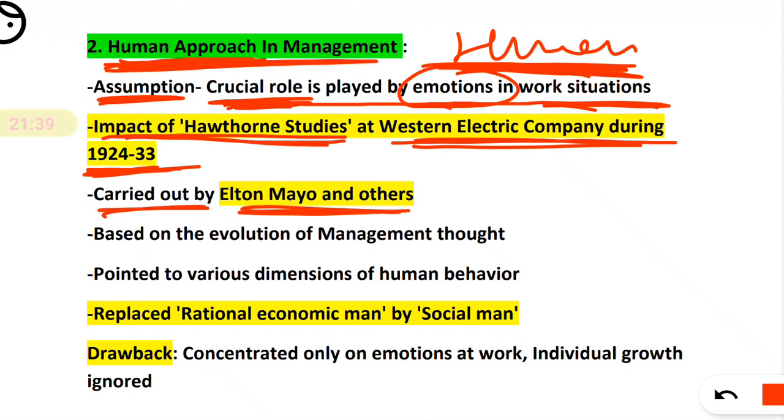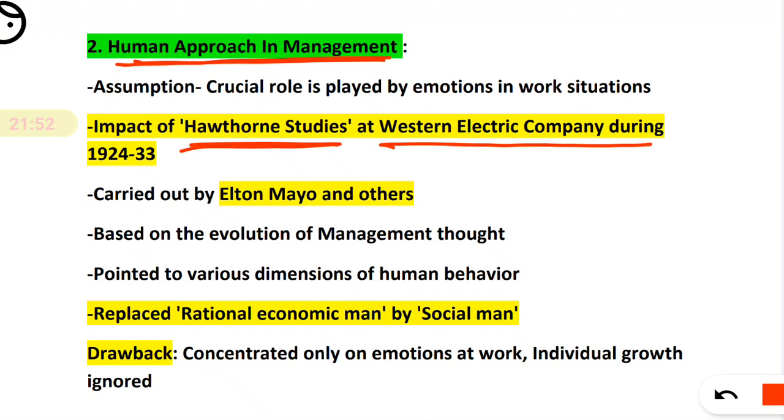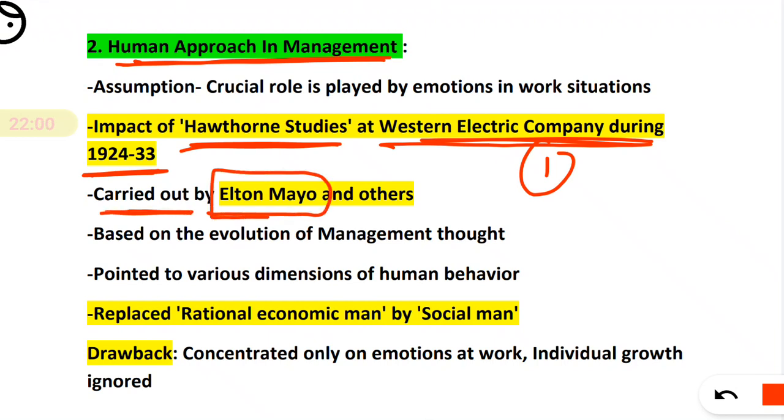So you have to remember here, a one-liner MCQ can be framed: the human approach in management is impacted by the Hawthorne studies at Western Electric Company during 1924 to 33, that you have to remember. And second, who carried out that study? Elton Mayo, that also you have to remember.